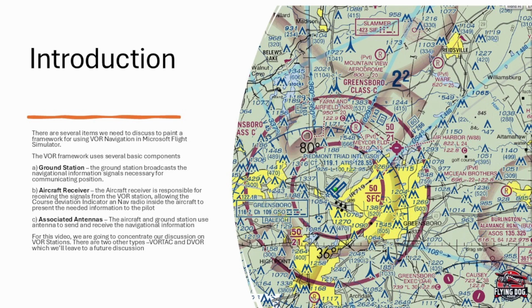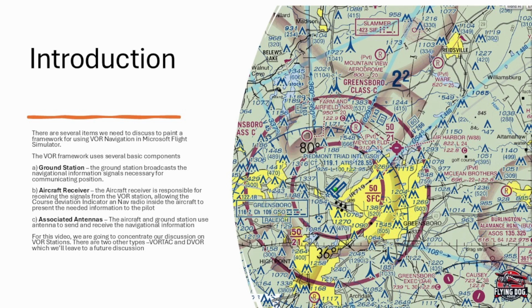So you've got a ground station. Then you also have to have equipment in the aircraft to be able to receive and interpret that information, and then display it to the operator of the aircraft. So we have the navigation radio, which is responsible for receiving the radio signals. Then also you have audio in the cockpit. If you turn on the audio for the nav radio, then you will hear the Morse code for the VOR.